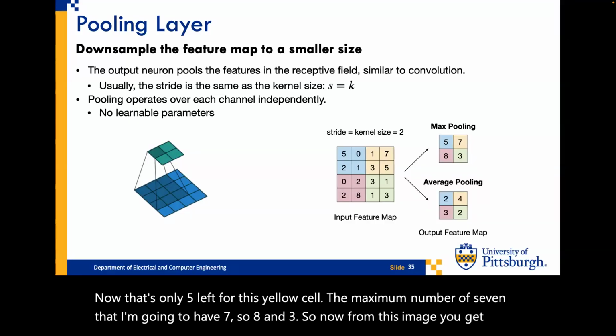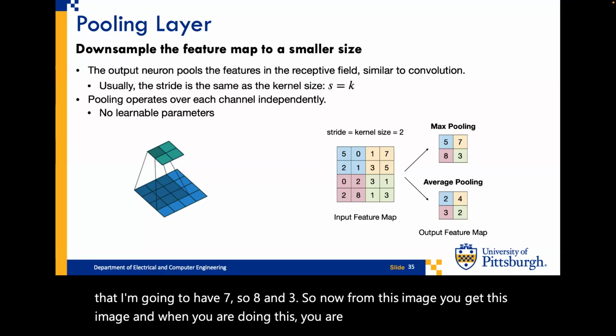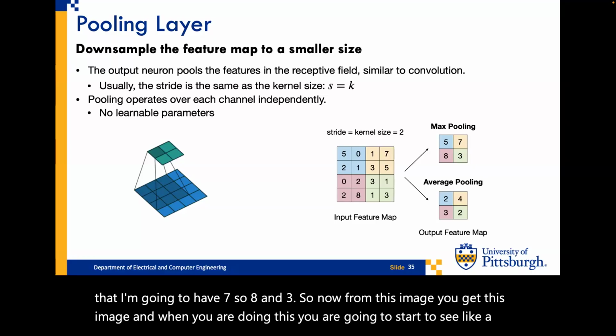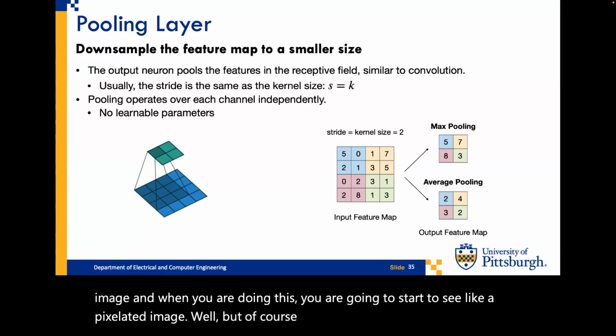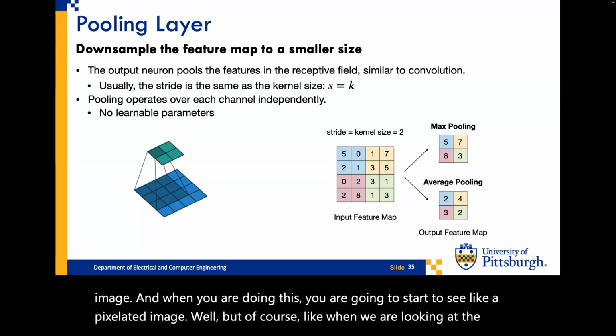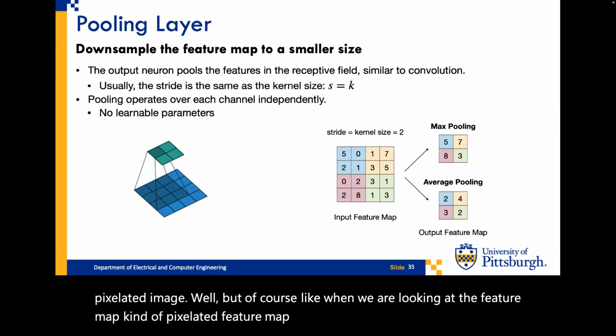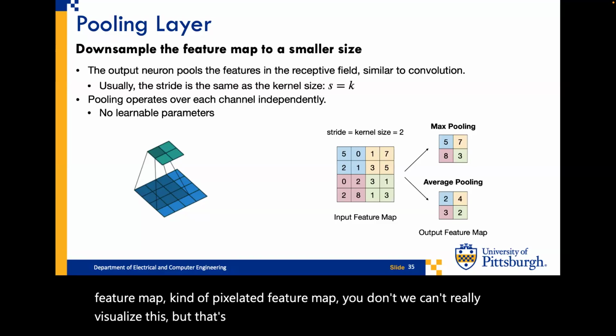And when you are doing this, you are going to start to see pixelated images. Of course, when we are looking at the feature map, we can't really visualize this, but that's kind of the way to understand this.